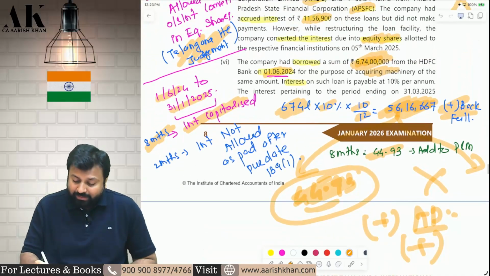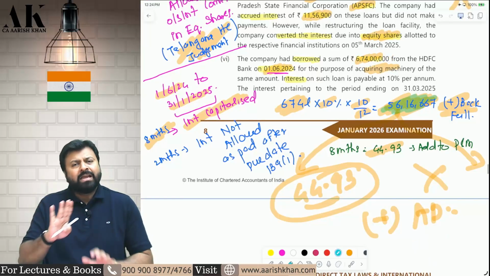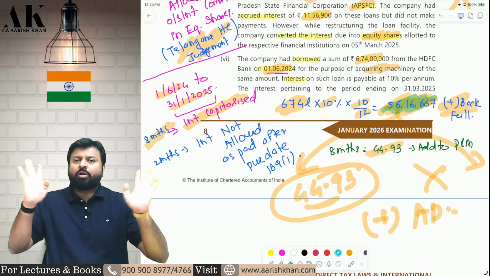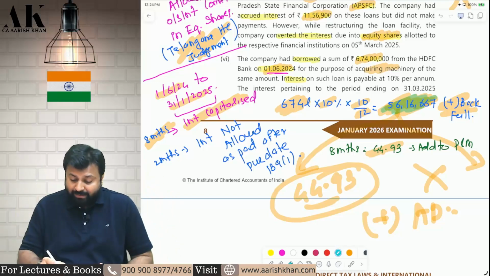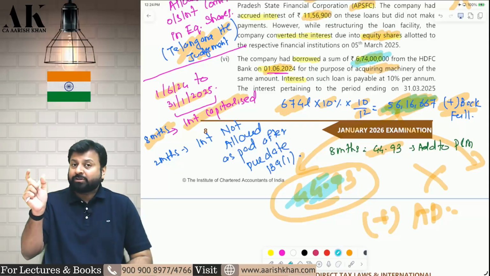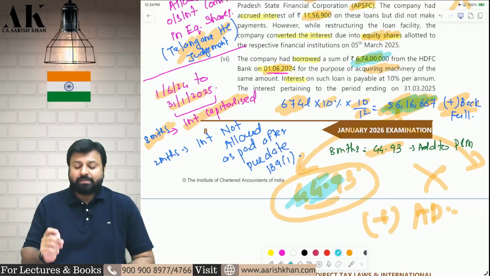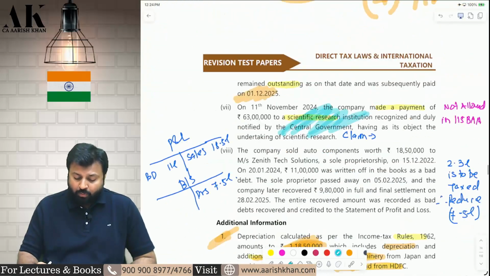Again, I am saying, whatever interest is coming, first of all, disallow it in PGBP. That's the only thing you have to do under the normal provision. When you go to 115BAA, the 8-month interest you add to the cost of the asset, and then you will get the actual cost of the asset. Of that, additional depreciation you will add back, 10%, because the machinery is put to use for less than 180 days.